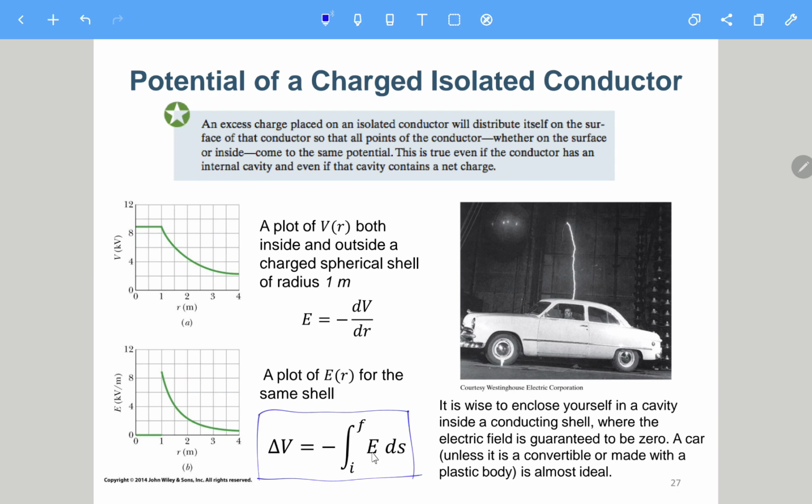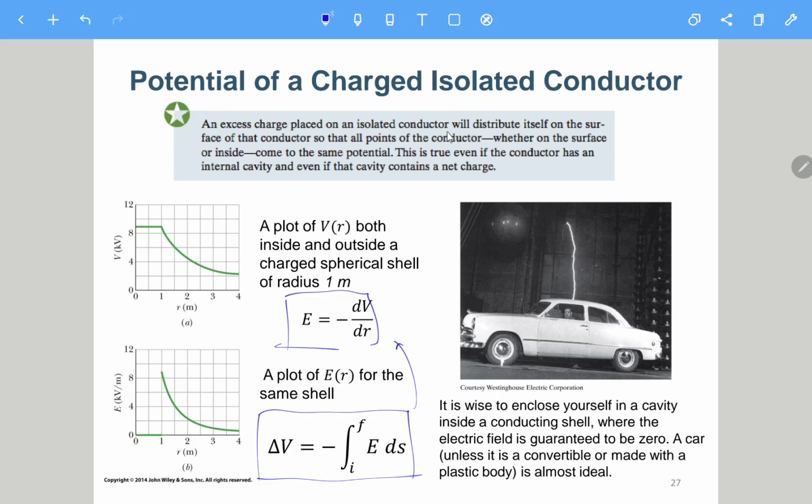Of course, the original version is E vector dotted with ds vector, but here we only consider the E component along the s axis, so we write it like this. We have a delta V between two points, which is the negative of the line integral of E dot ds from i to f. The reverse version is taking the derivative along the r axis and then the minus sign gives the E field magnitude.